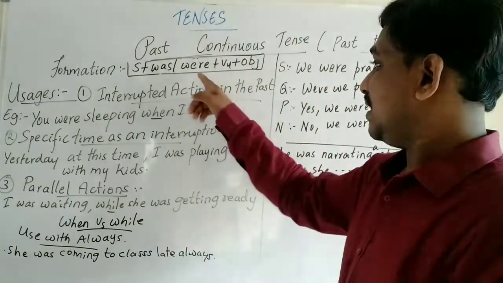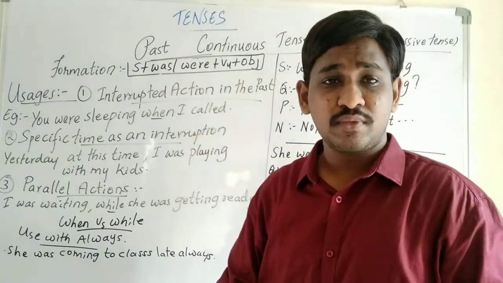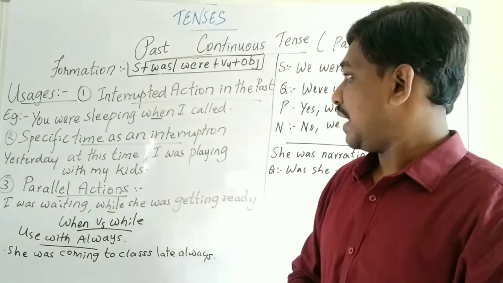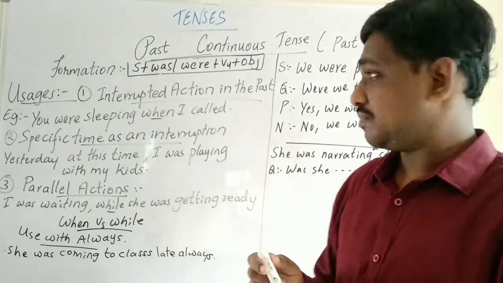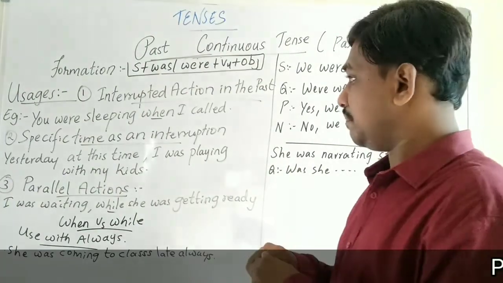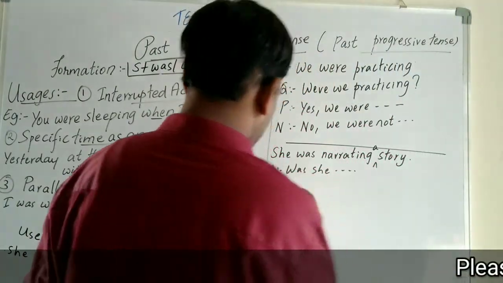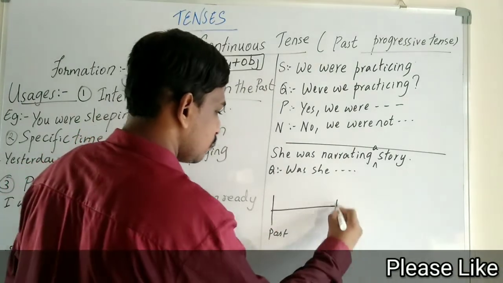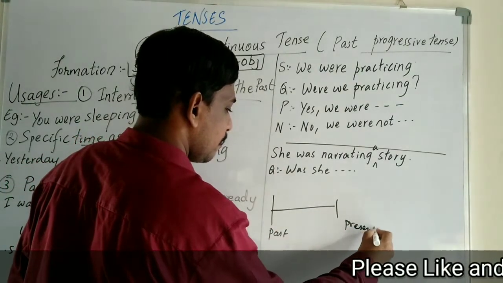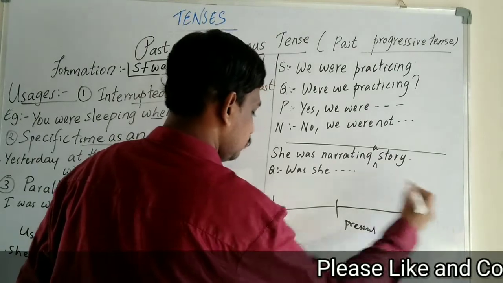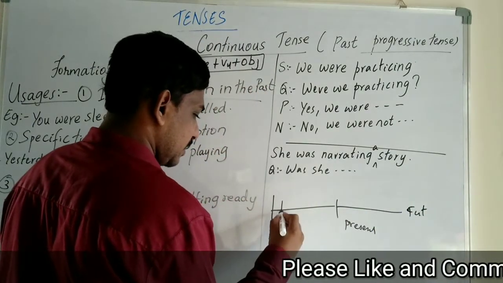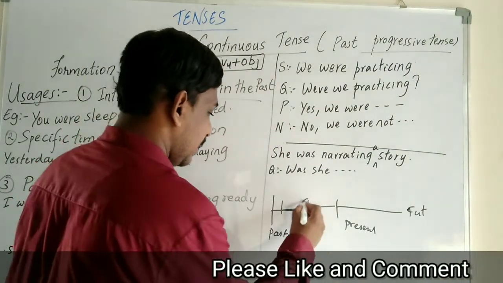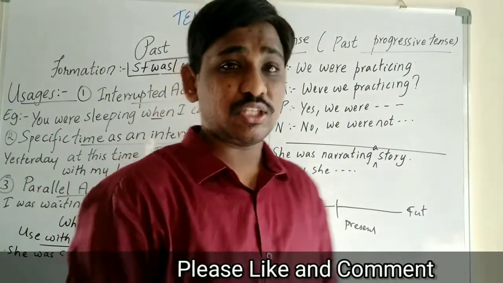Okay, let us see usages first of all. When do we use past continuous tense? Interrupted action in the past. So let's take time and see what an interrupted action is. For example, see here: past, present, future. An action has taken place in the past and it ended here. So it did not reach the present. It ended here. Interrupted action in the past.